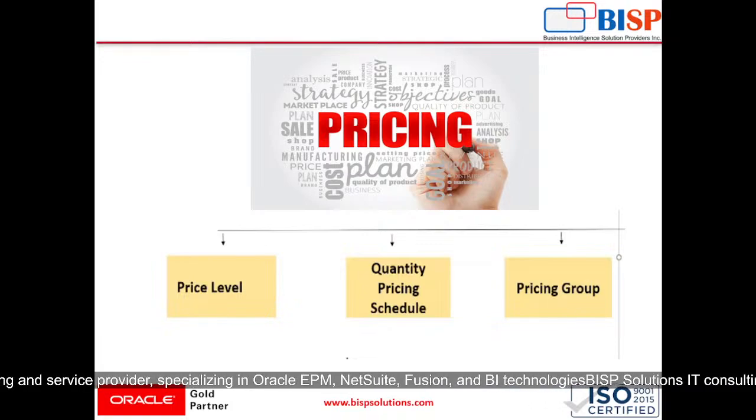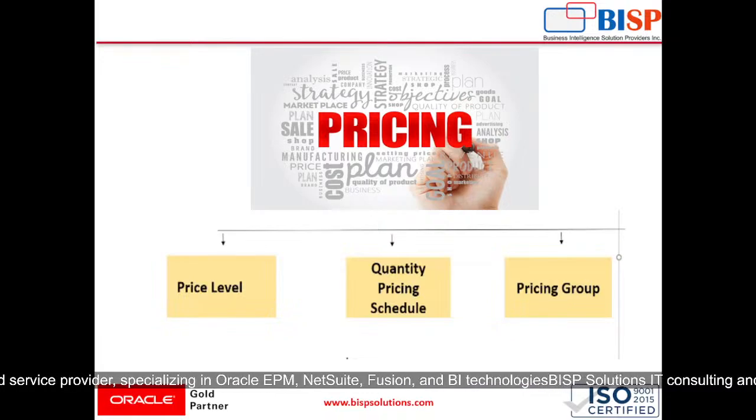Price books. A price book is a collection of prices for items, usually organized by customer, region, or currency. Price books can be used to quickly apply a set of prices to a group of customers or regions. Then discounts and coupons. Additional discounts can be applied through discount items or coupon codes.